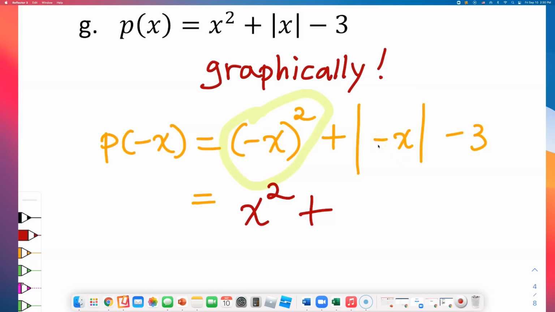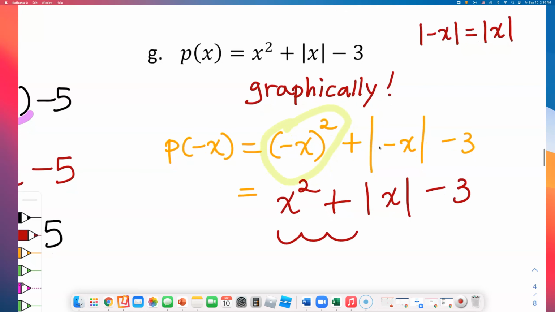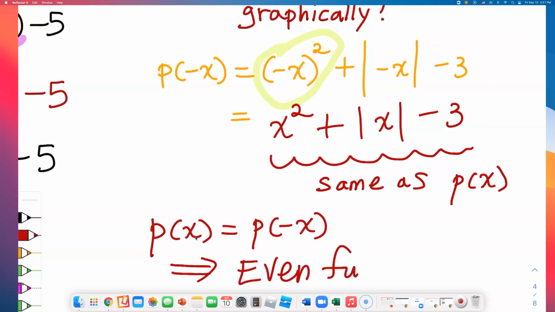It's about distance from 0. So I can just rewrite that as absolute value of x, because absolute value of -x is the same as absolute value of positive x. -3 just comes down, and as you can see, this is the same as p of x. So when you have p of x equals p of -x, what you get from plugging in -x comes out to be exactly the same as the original function. This tells us this is an even function.